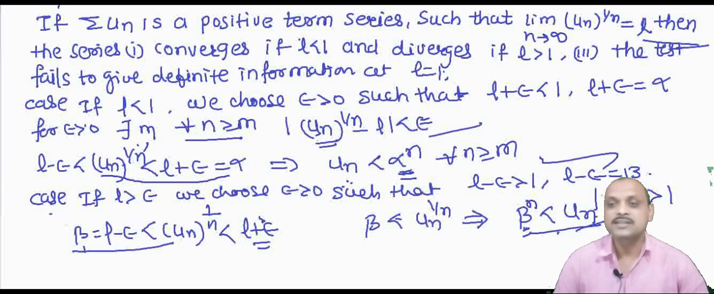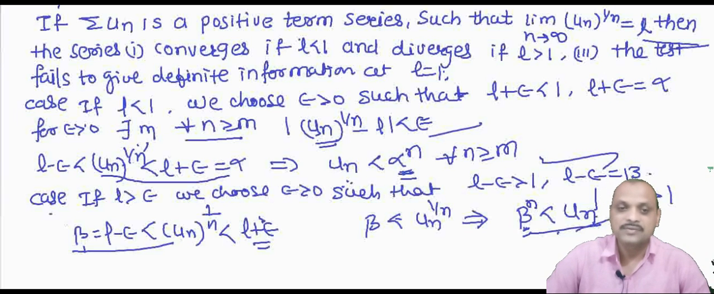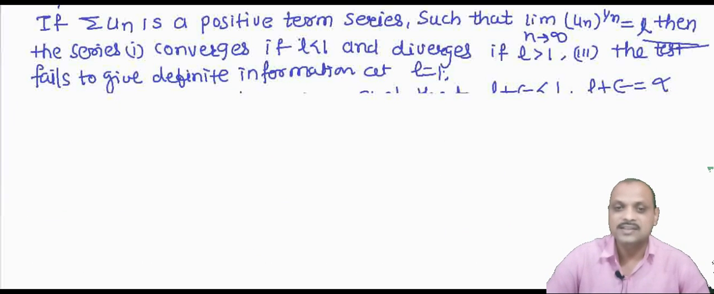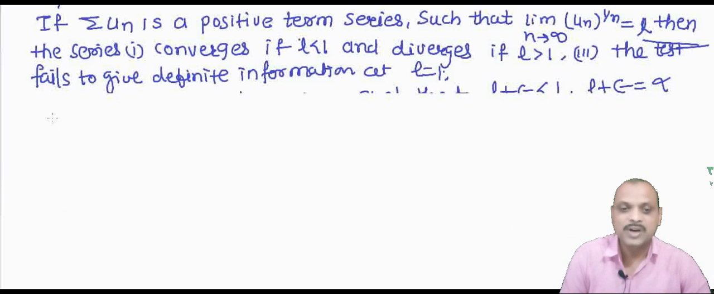Now let us check what happens when L is equal to 1. We prove it by taking counterexamples. Suppose we have two series, one is summation 1 by n, and another is summation 1 divided by n square. Suppose my un is equal to 1 by n.